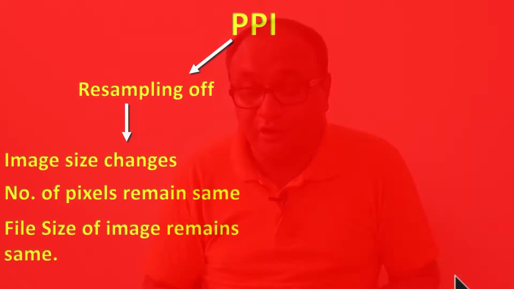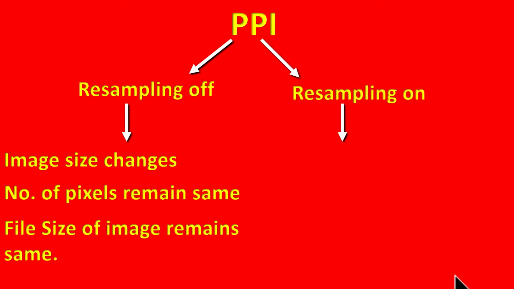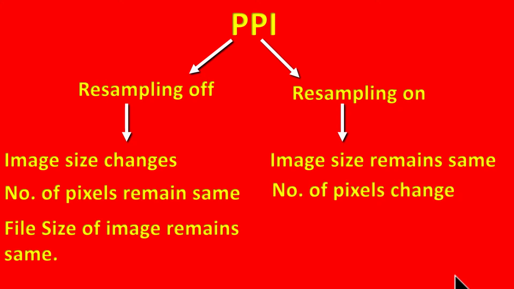Now let's see the other one, resampling on. When you keep the resampling on, the image size will remain the same. That's the best part. The image size remains the same, but the number of pixels changes and the file size also changes. So now let's take this example. 10 inch, 100 pixels. 10 is the PPI. Now I keep the resampling on. And now I make it 20 PPI. So the moment you make it 20 PPI, the 10 inch will remain 10 inch, because you have kept the resampling on. So resampling on means 10 inch will remain as 10 inch, but the PPI has become 20. So what will be the number of pixels? It will become 200. So new pixels have to be added by the computer and the software.